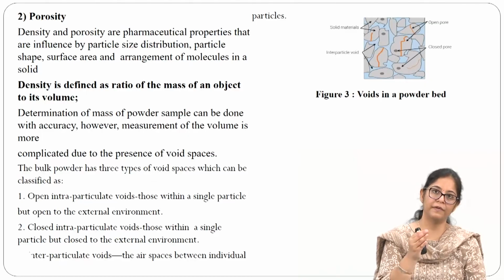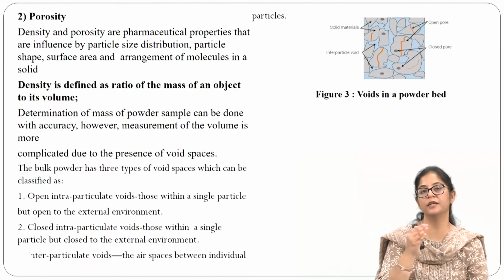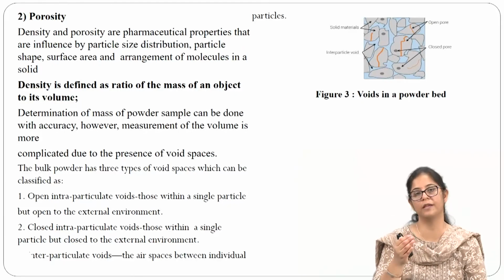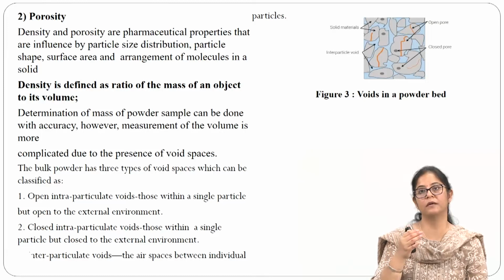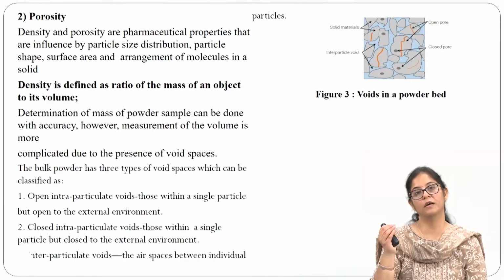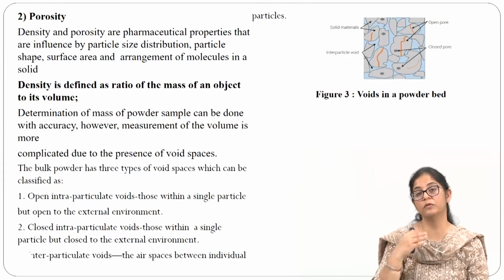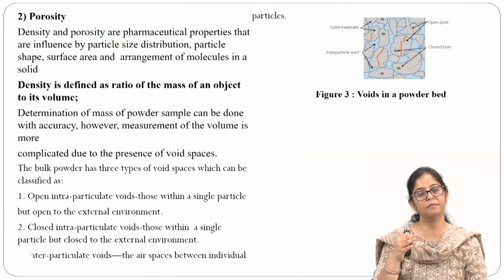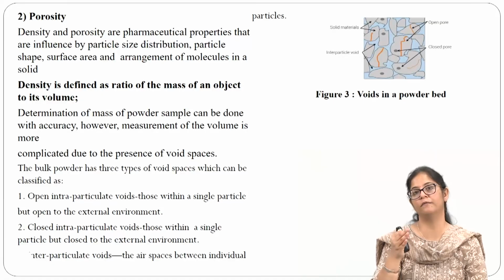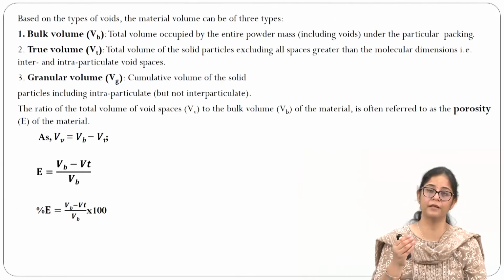Now when we talk of a bulk powder, there are generally 3 types of void spaces in the material. One is the open intraparticulate void spaces, which are within the particle and are open to the external environment. Then there are closed intraparticulate void spaces, which are also present in the particle, but are not open to the environment. Then there are interparticulate void spaces, which are present between 2 individual particles. Depending upon these 3, the volume of the material will change, and hence the density of the material will change.